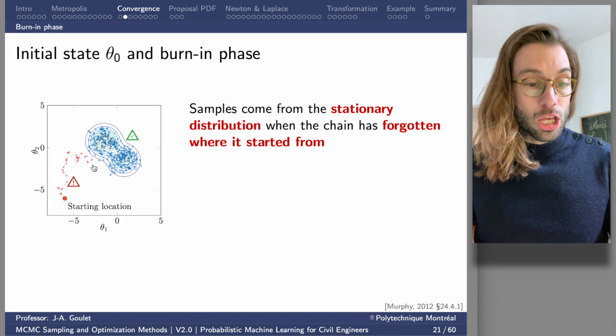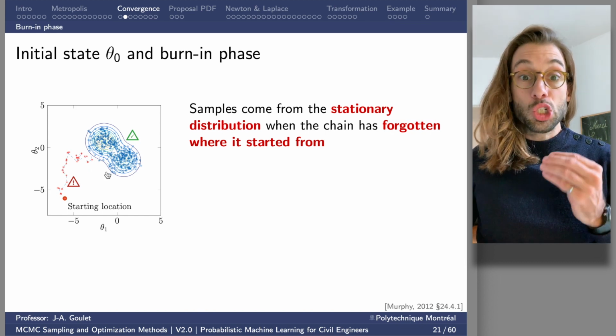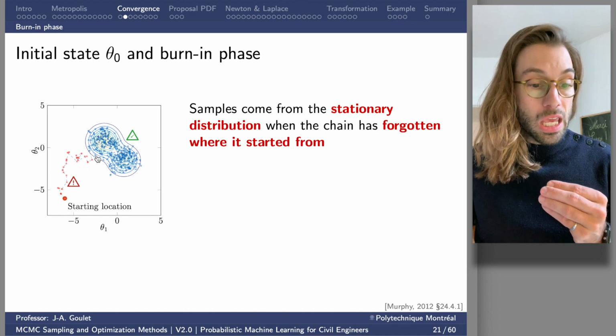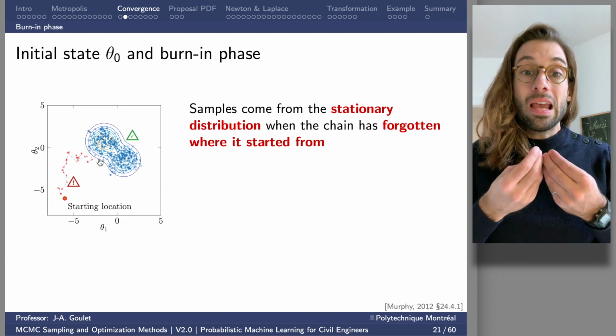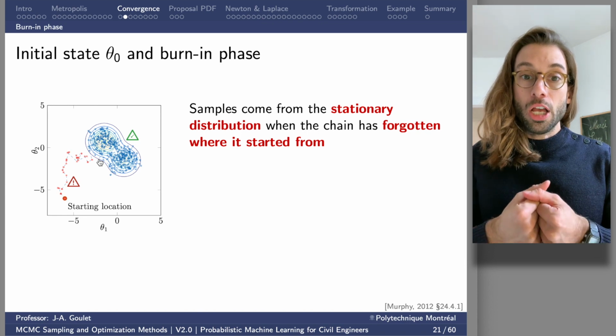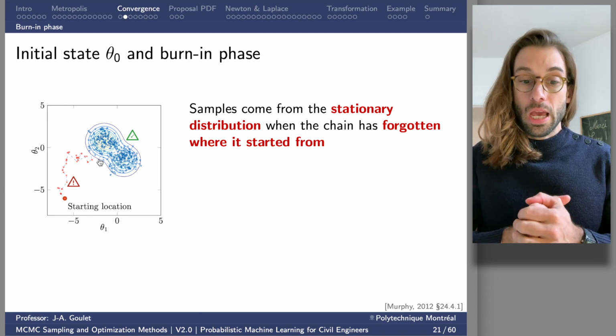Because in practice, the probability of sampling this region is extremely low. So the frequency you have in that part of the domain is not representative of the sampling distribution you have for this target PDF.